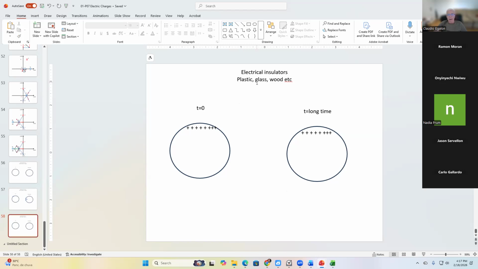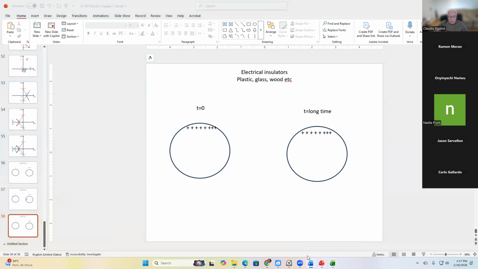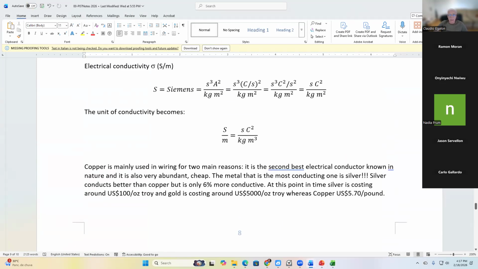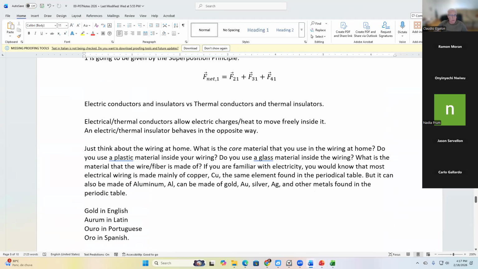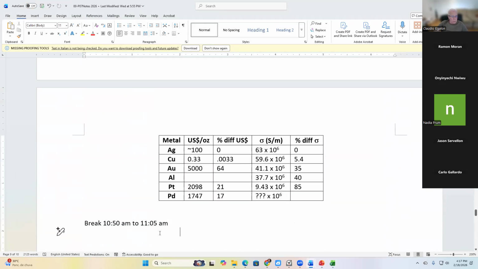Okay, and what are good electrical insulators? Plastic, glass, wood, etc. Metals are very good conductors, and those other materials are very good electrical insulators. Let's see here. Good electrical conductors.